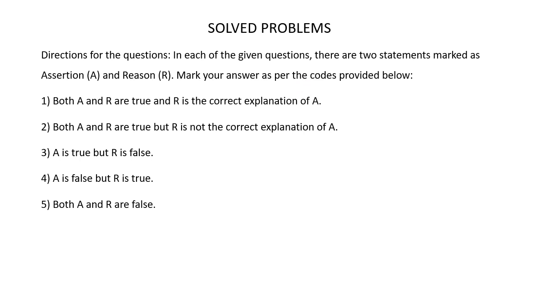Mark your answer as 1 if both A and R are true and R is the correct explanation of A. Mark your answer as 2 if both A and R are true but R is not the correct explanation of A. Mark your answer as 3 if A is true but R is false. Mark your answer as 4 if A is false but R is true. Mark your answer as 5 if both A and R are false.